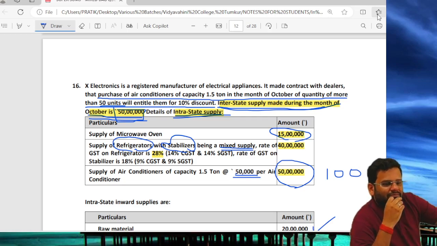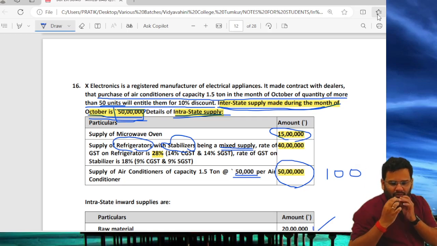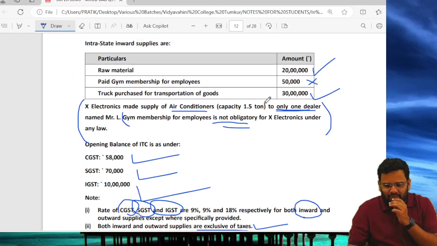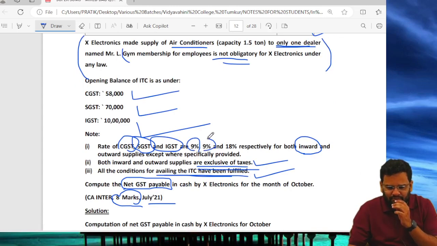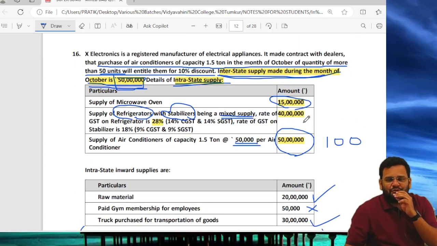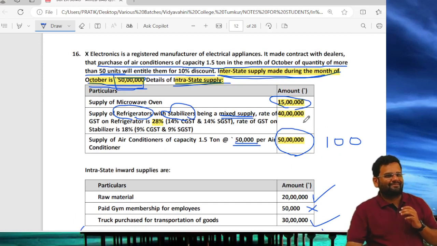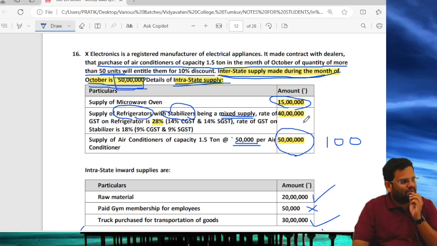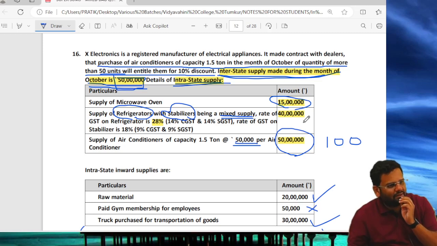Start with A point. Supply of microwave ovens in bracket intrastate, isn't it? Next line, therefore 15 lakhs into, see it was given, the rate of GST was given here, 15 lakhs into 9% each of CGST and SGST. So what is 15 lakh into 9% each? What is it? Okay, so 1,35,000 CGST, 1,35,000 SGST, dash in IGST.